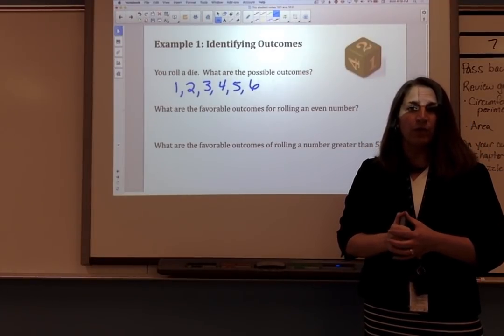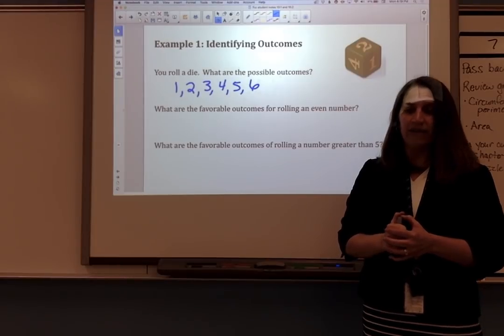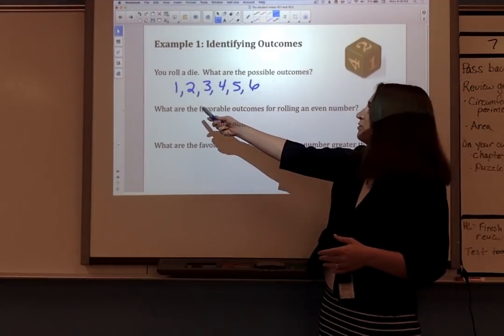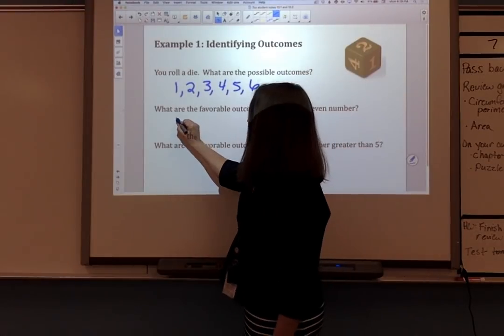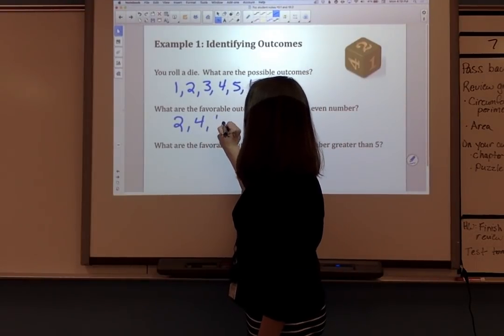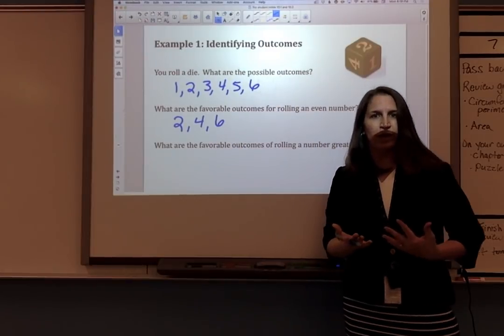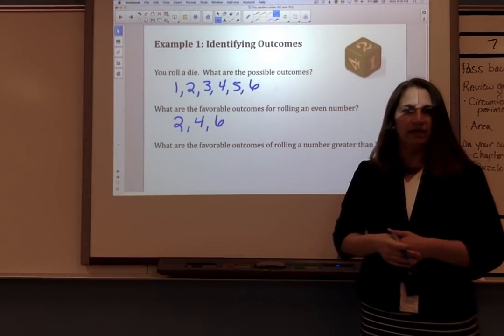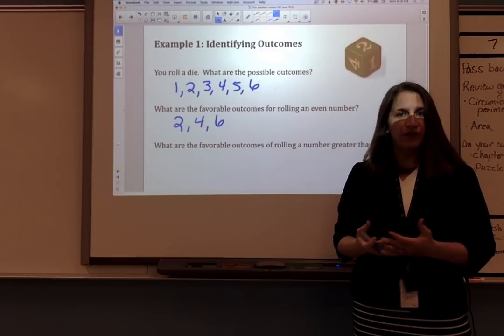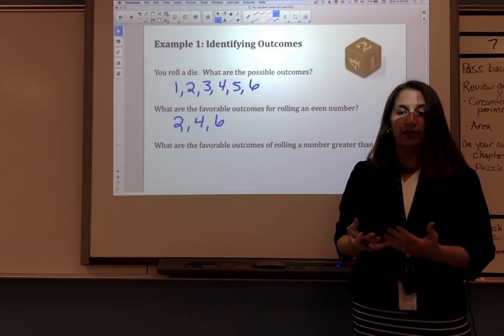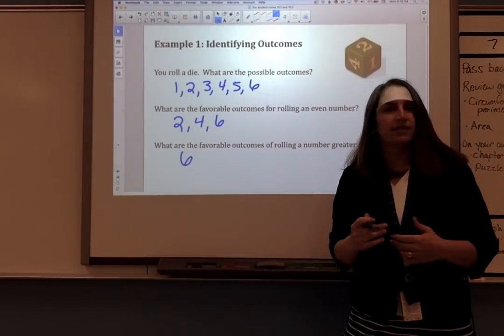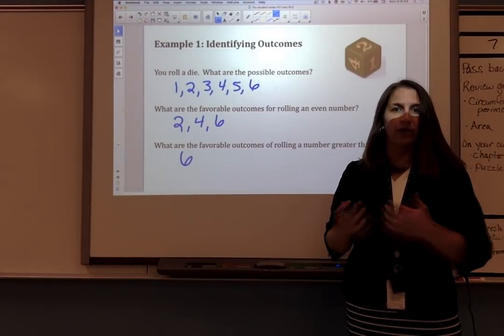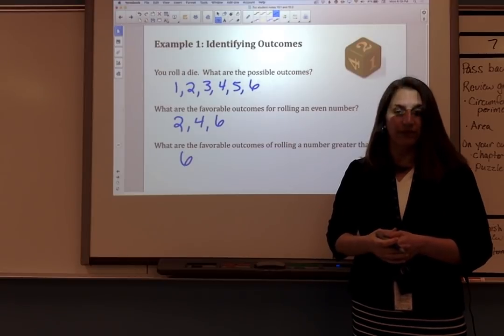What are the favorable outcomes for rolling an even number? So out of all of the different outcomes, which ones are even? That would be 2, 4, and 6. So those would be favorable outcomes if we wanted to roll an even number. And then what are the favorable outcomes of rolling a number greater than 5? Well, there's only one number that's greater than 5, that's 6. So that's the only favorable outcome if we want to roll a number greater than 5.